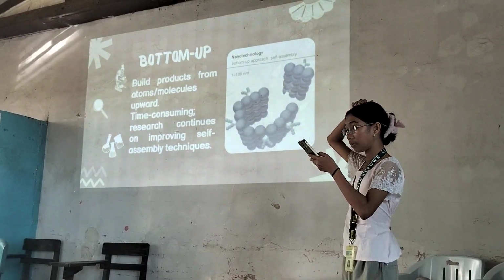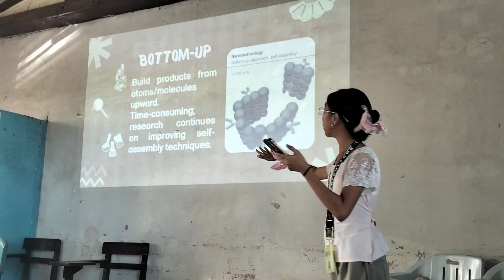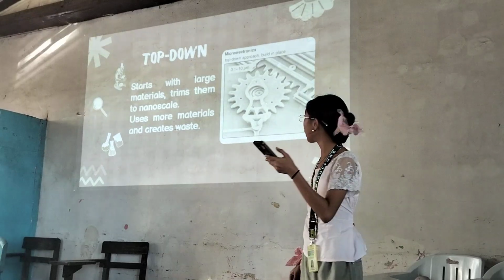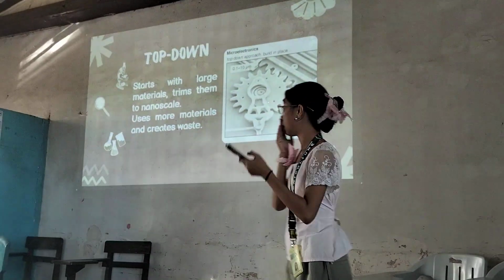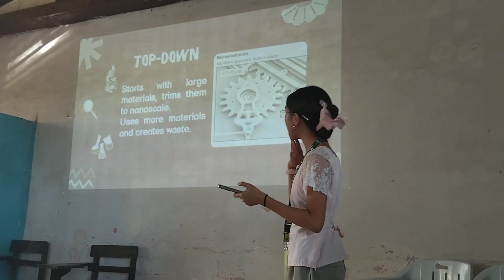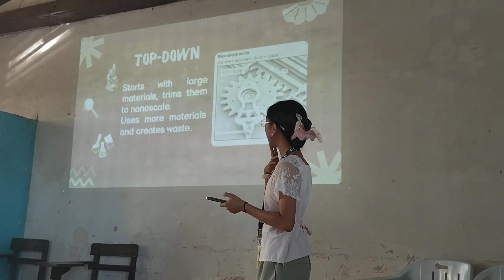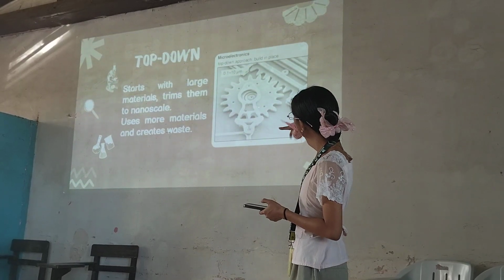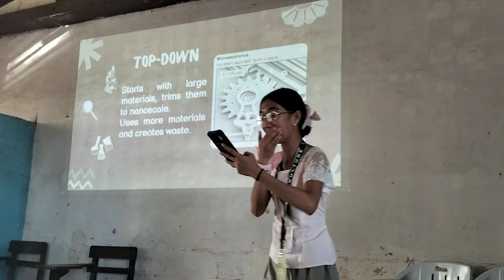And then, top-down fabrication starts with a large material, then reduces it to nanoscale. It uses more materials and creates waste. Bottom-up builds in place, which suits commercial settings such as food.